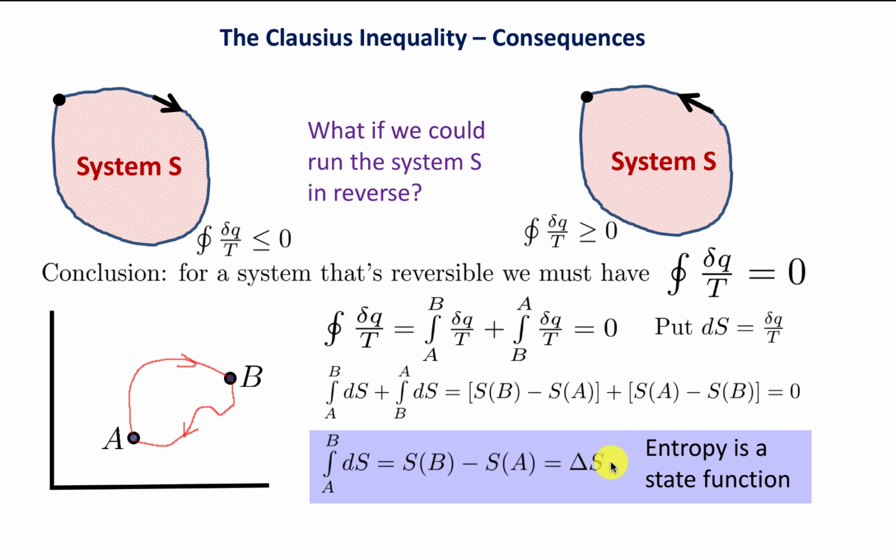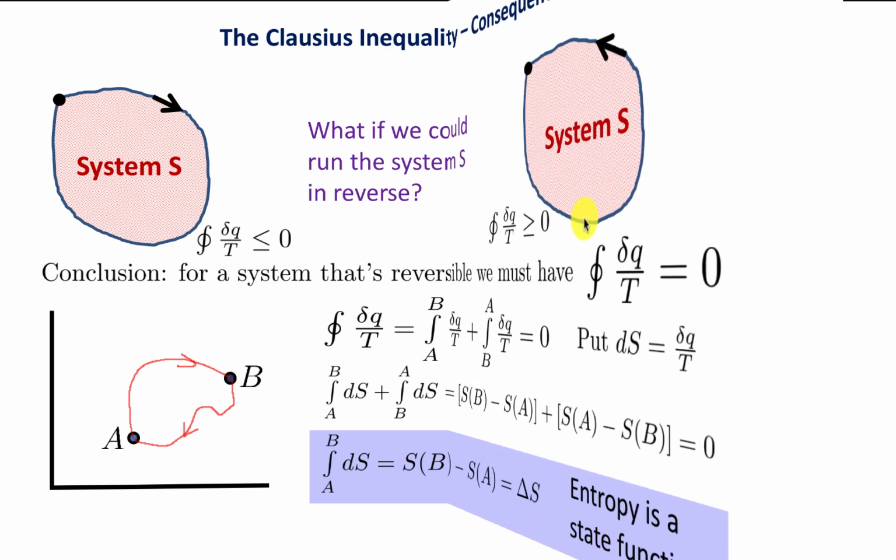Earlier, I had just stated this as a fact, but now we have proved that entropy is a state function, meaning that it doesn't depend on how you get to a particular point. The entropy will have a value independent of the path on which you traveled. That's a very beautiful and powerful result which holds for a reversible process.